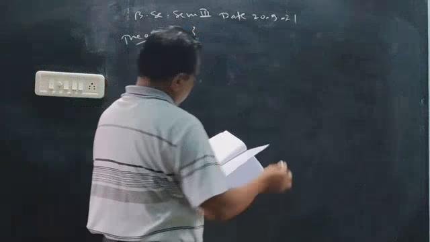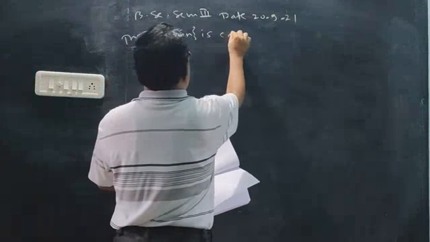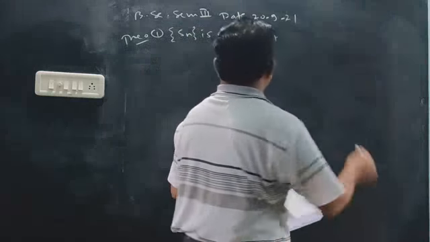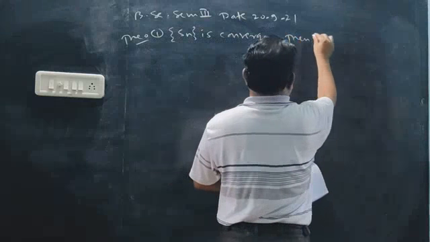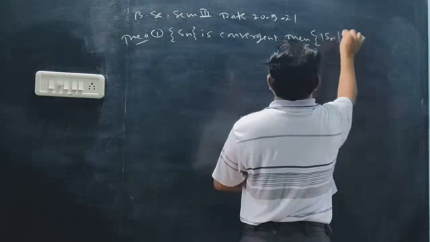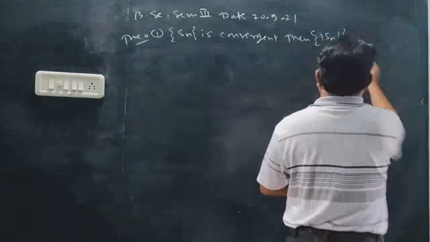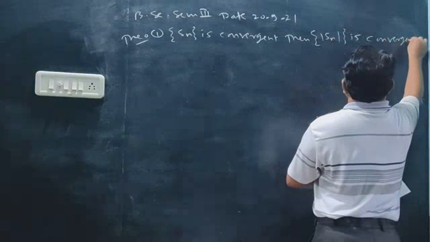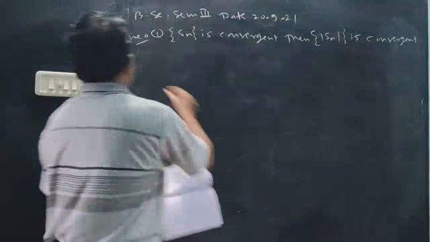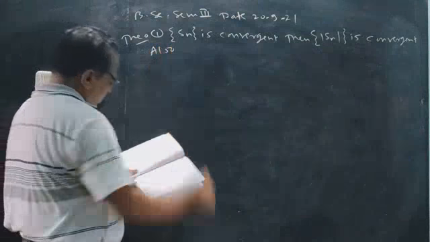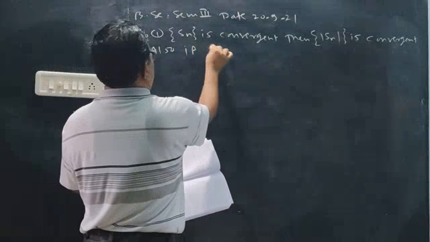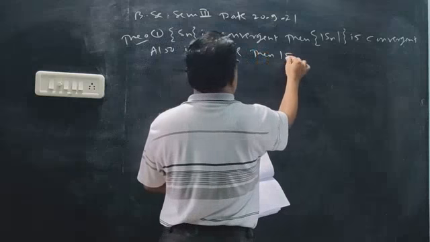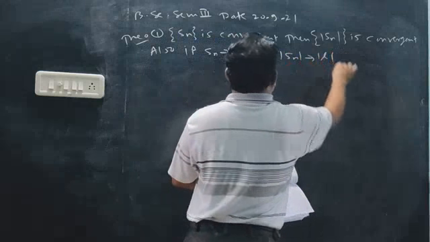If the sequence Sm is convergent, then the sequence mod of Sm is also convergent. That means if the sequence Sm converges to L, then the sequence mod of Sm converges to mod of L.